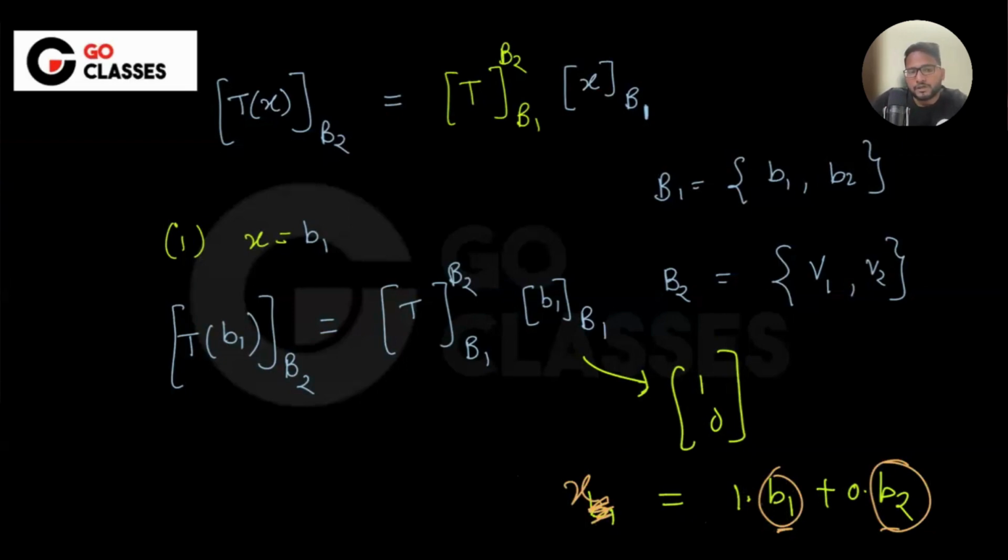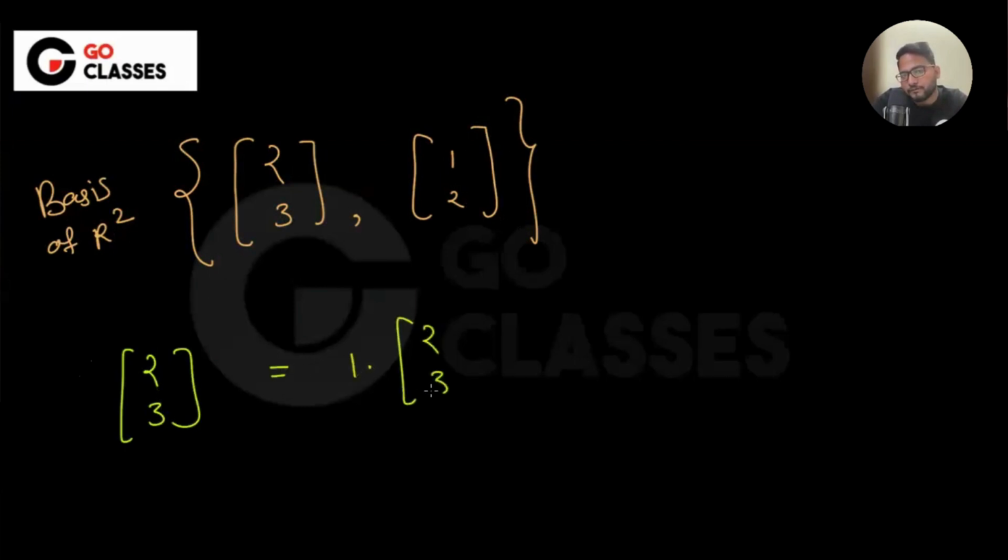See, let's suppose I have any basis, doesn't really matter. I have (2, 3), (2, 3), (1, 2). You just tell me, let's suppose this is the basis of R2. You just tell me what are the coordinates of (2, 3) with respect to this basis. You will say it is 1 into (2, 3) plus 0 into (1, 2). Isn't it? Is this equation fine?